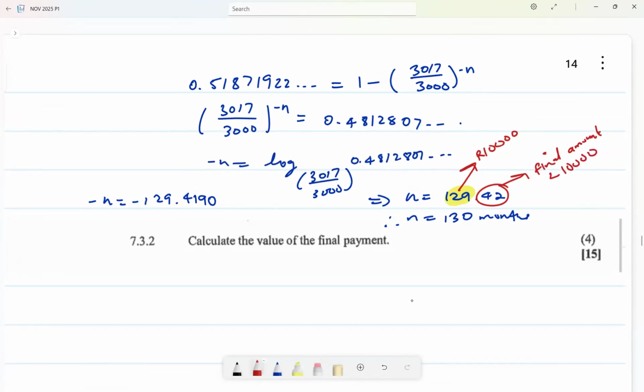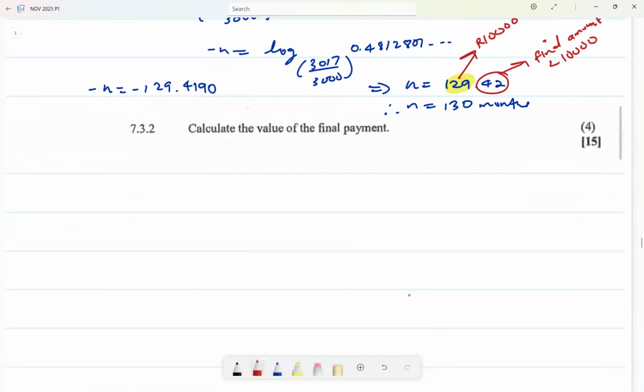Okay, and then how do you find the final amount? Let's go to 7.3.2, calculate the final payment. For the final payment, you find the outstanding balance after 129 months. Because after 129 months, there will be 1 month left of this amount. So find the outstanding balance after 129 months.